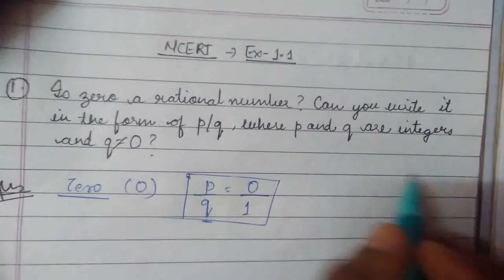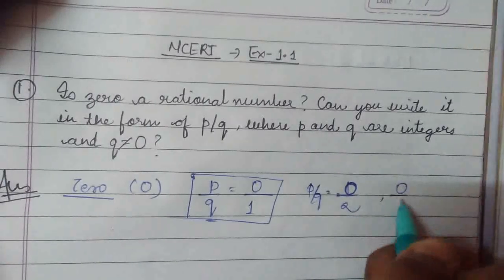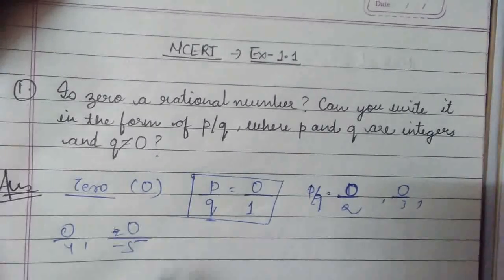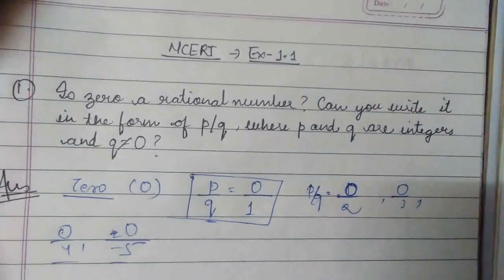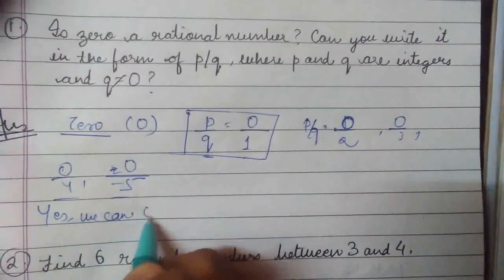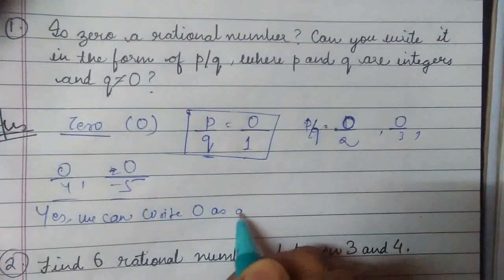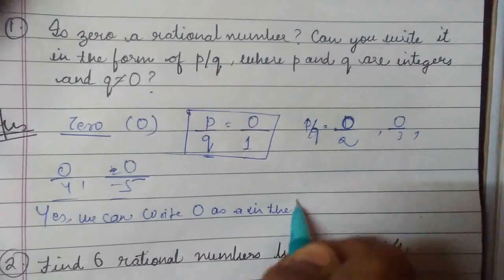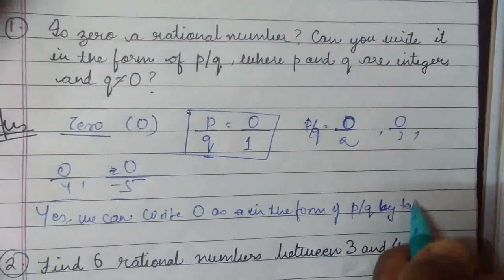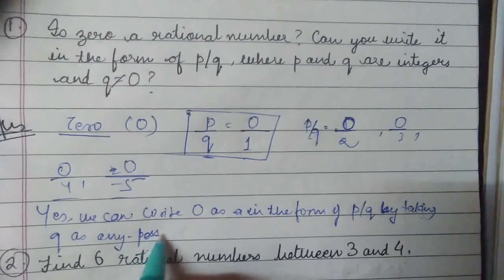Not only 1, but we can add any possible integer, like 0 by 2, 0 by 3, 0 by 4, we can add 0 by minus 5. Any integer could be here. So yes, we can write 0 in the form of p by q by taking q as any possible integer.